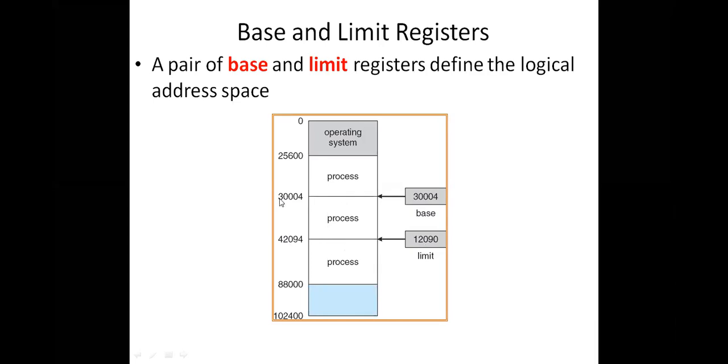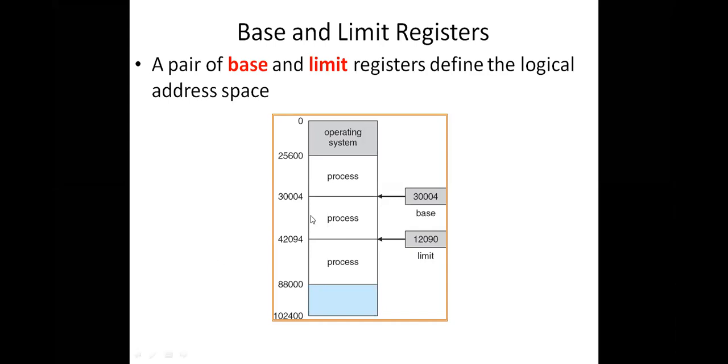Here also the program starts at 30004. That is the reason why we keep it in the base address. It is the starting address of the process. And next, what is the ending address of this process? 42094. So how can we get the limit value? We need to subtract the base value from the ending address. 42094 minus 30004 is 12090. In our example, the process starts at 2000 and ends at 3000, so 2000 is the base value and 3000 minus 2000, 1000, is the limit value.